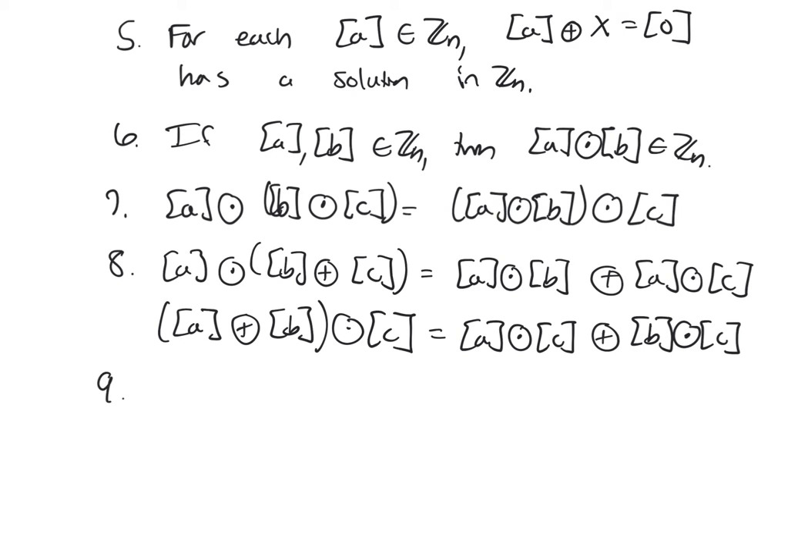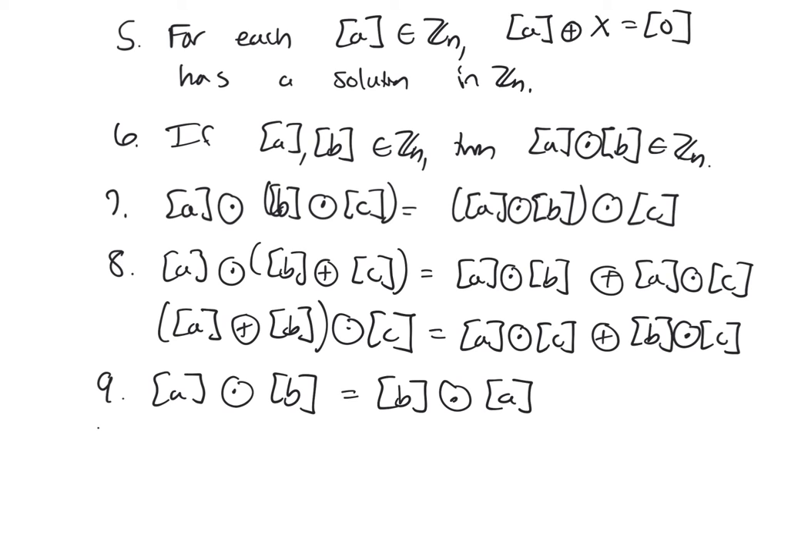Property 9 says multiplication is commutative. A times B is the same thing as B times A. And 10, A times 1 is the same thing as A, is the same thing as 1 times A.